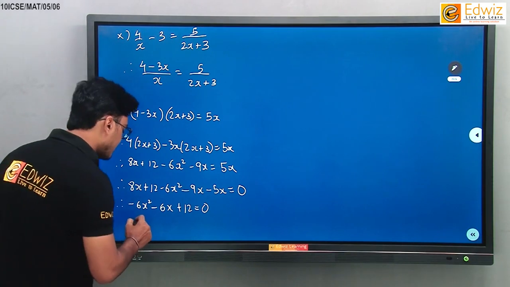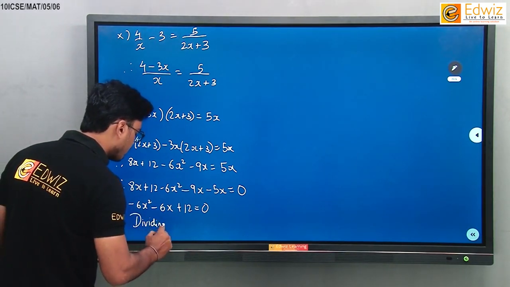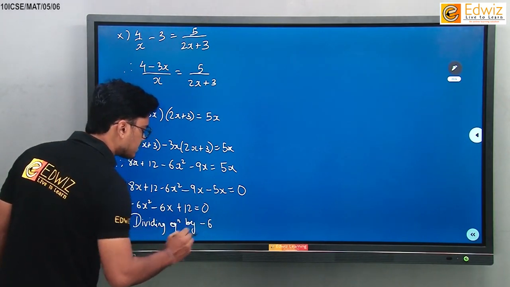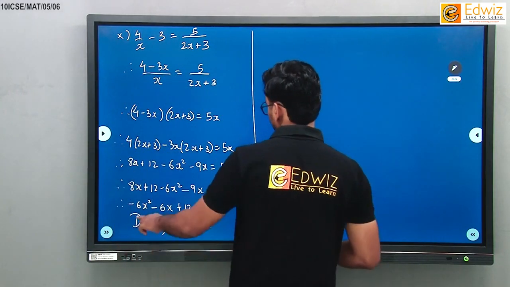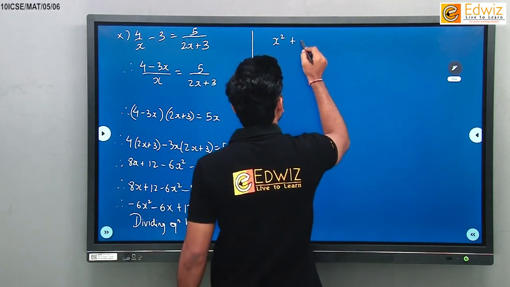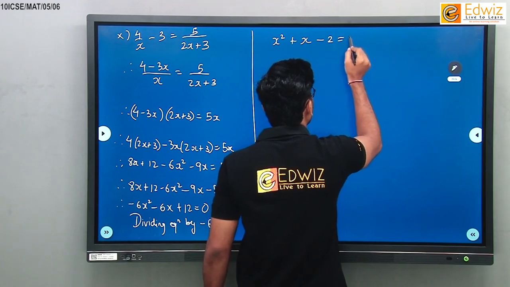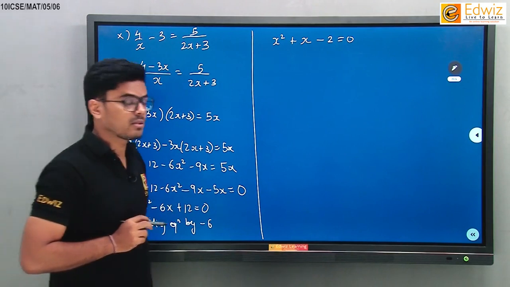Right. So dividing the equation by minus 6. If we divide this by minus 6, the equation becomes positive x square, positive x, 6 is getting cancelled, and negative 6 2s are 12 equal to 0. Okay, a very simple equation. So solve this using the formula.